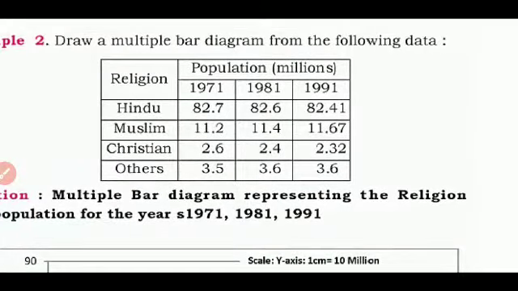Draw a multiple bar diagram from the following data. What data is here? The data is about population and it is in millions. There are three different years: 1971, 1981 and 1991. And four different religions where everybody belongs: Hindu, Muslim, Christian and others.